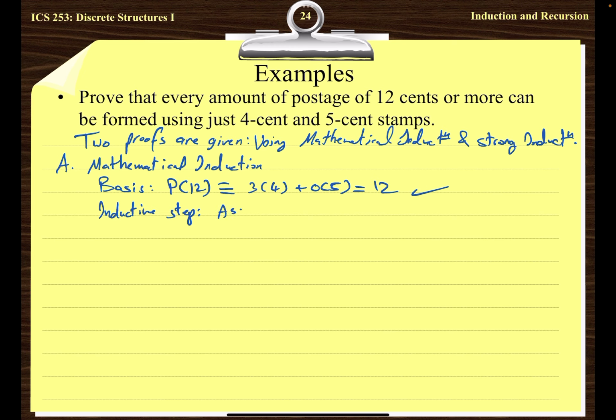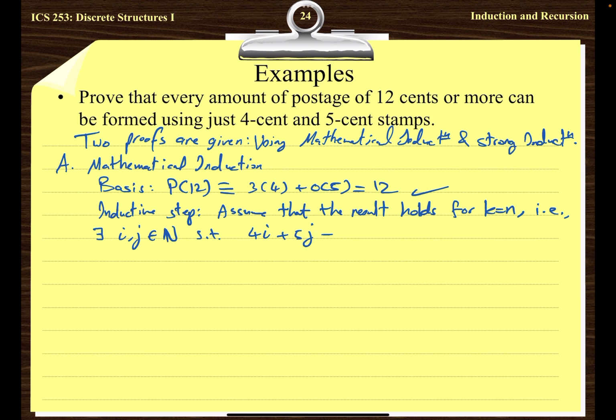So assume that the result holds for k equal n. طيب, what does that mean? Well, this means that there exist i and j natural numbers, صح? There exist i and j natural numbers such that 4i plus 5j is equal to n. So this is given. As long as what? Exactly, n is greater than or equal to 12.